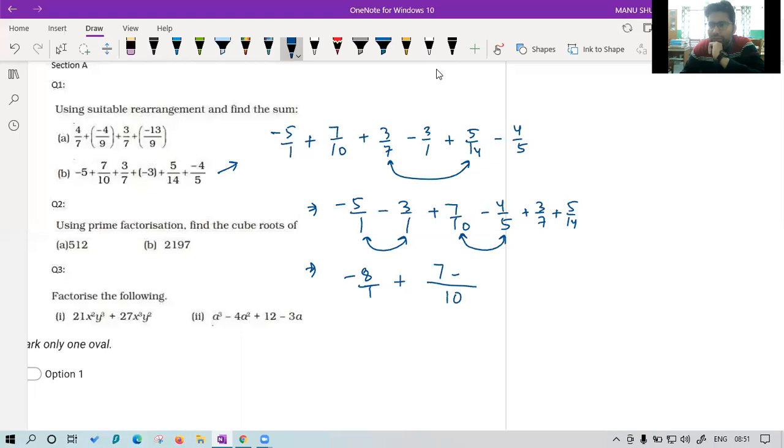7 minus 5 is 2, for the 8. Plus the LCM of 7 and 14. Same way, because 14 is a multiple of 7, we can say the LCM is 14 only, the larger number. 7 2s are 14, 2 3s are 6. 14 1s are 14, 5 1s are 5. So we have got minus 8 upon 1. This also becomes minus 1 upon 10 plus 11 upon 14.